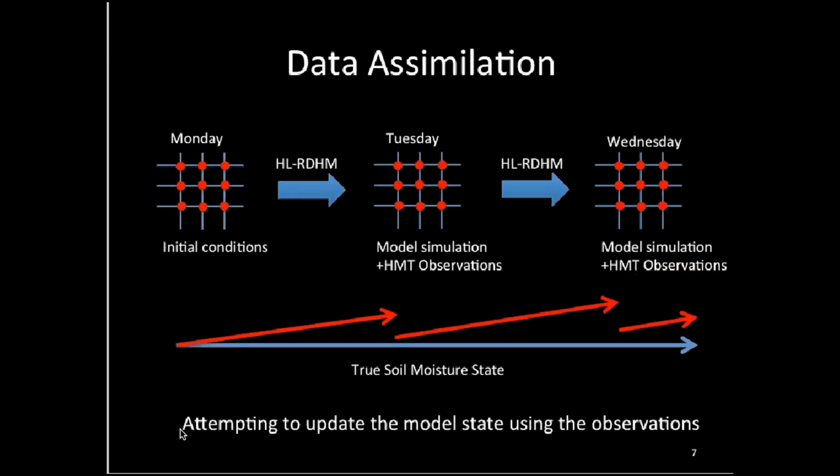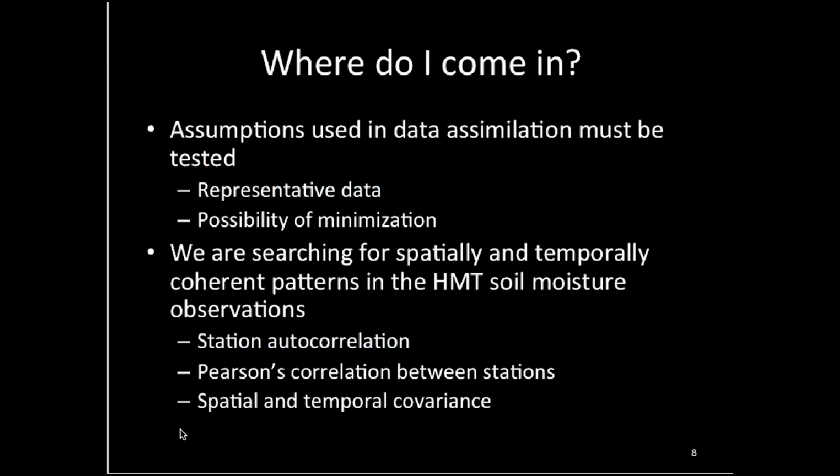Data assimilation uses soil moisture observations to update the model state and try to improve the simulations. This can only be done if the soil moisture observations that we use accurately represent the true soil moisture field. Also, these data need to be self-consistent in time. And finally, the actual difference between the model and the observations needs to be able to be minimized. So this is where I come in.